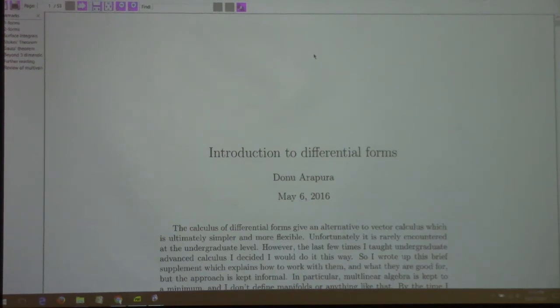But so this is Introduction to Differential Forms by... very good. All right.